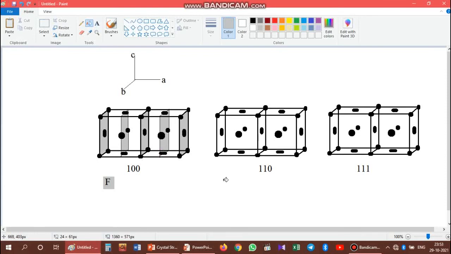So we have actually, instead of 3, we have 5 planes, and this plane from here to here, here to here, is cutting the a-axis at half unit distance. So it is actually the 200 plane. It no more remains a 100 plane. It actually becomes a 200 plane, isn't it?